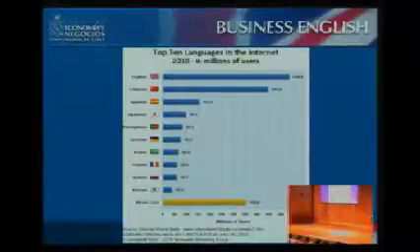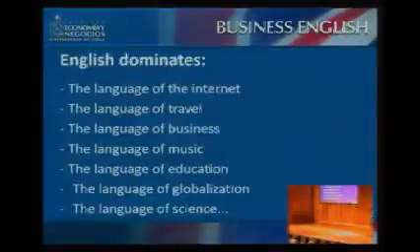After that comes Spanish, then Japanese, Portuguese, German, Arabic, French, etc. But basically, the most important thing to note is that the majority of the internet and the websites are written in English. So English dominates the internet, right? We just looked at that.